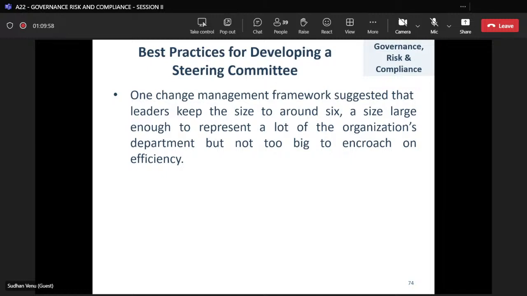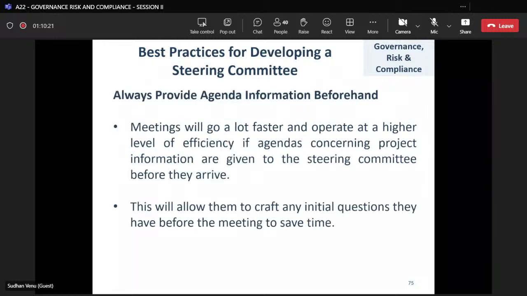So that is what keeping a manageable size means, and always provide agenda information beforehand. The change management framework suggested that the leaders keep the size around 6, large enough to represent a lot of organization departments, but not too big to encroach on efficiency. So that is what you are providing for.